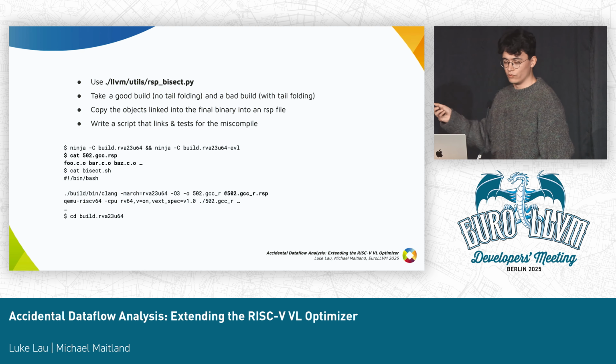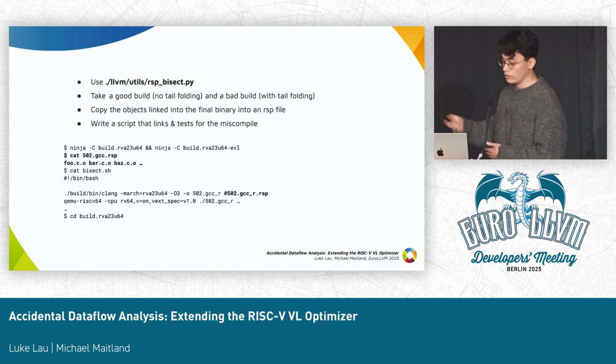But I stumbled across this really useful script that has been sitting around for quite some time. I don't know, maybe other people are more familiar with it, this rsp_bisect.py script. What it lets you do is take a known good build and a known bad build, but these can be different configurations. So in our case, it's a build with EVL tail folding and a build without.